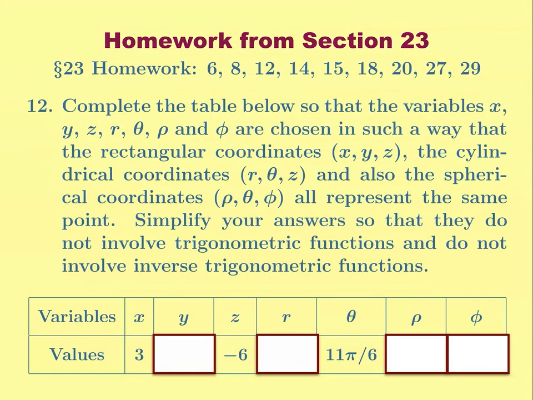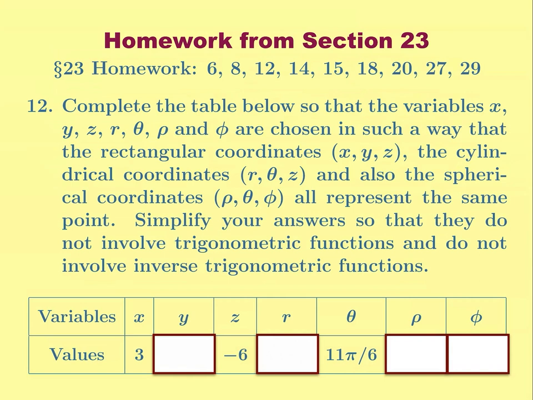Problem 12. You're given a table where certain values for x, z, and theta are given, and you want to find the other values here, y, r, rho, and phi. So we're converting from, well, not really between any two systems. We have some of the coordinates from these different systems, and we're trying to find the others.